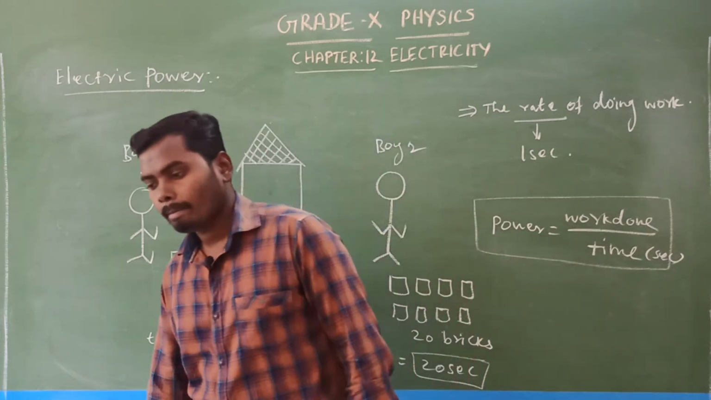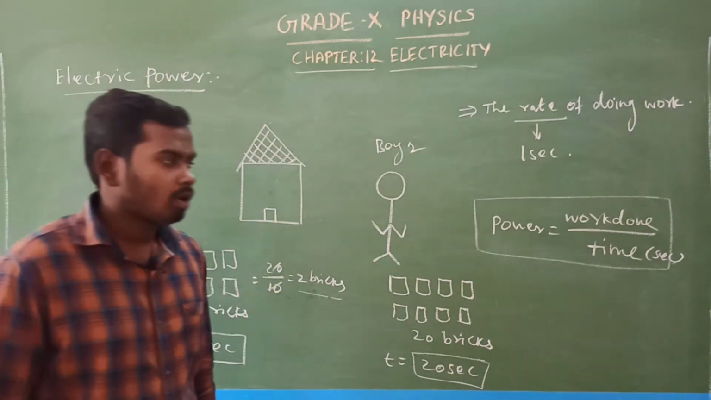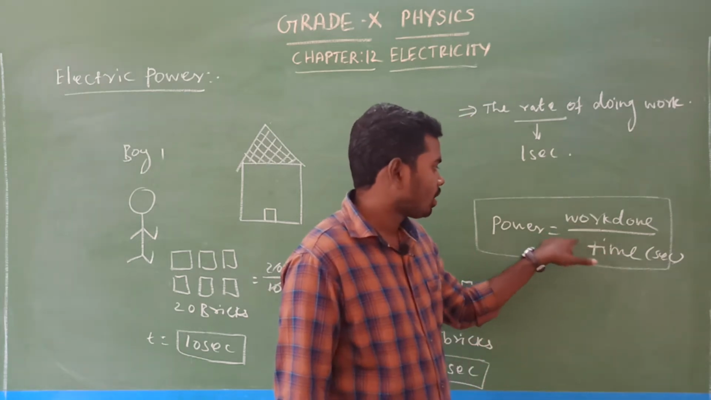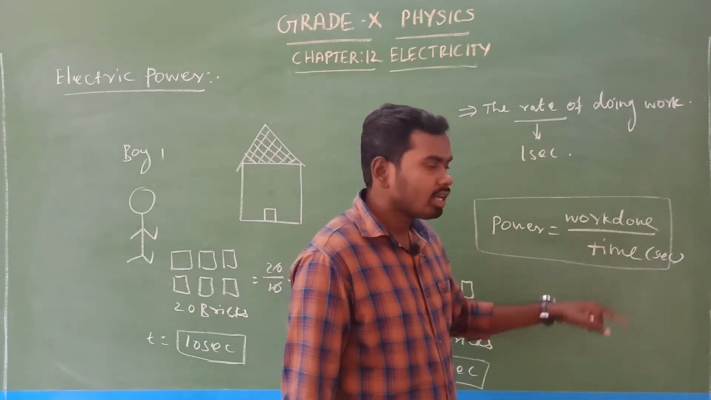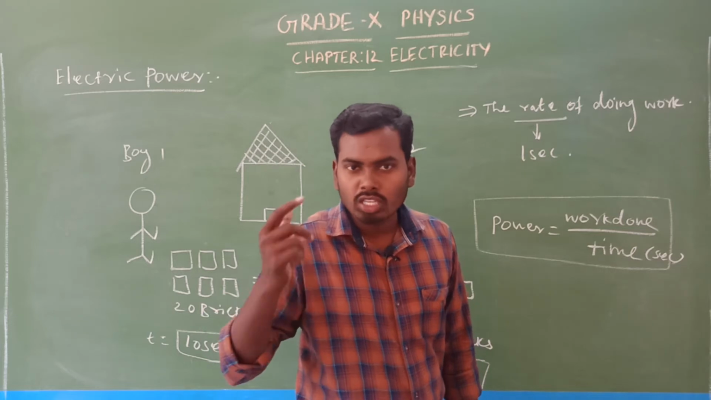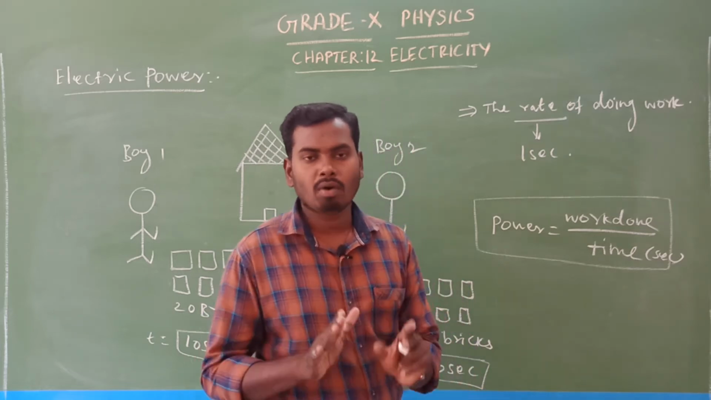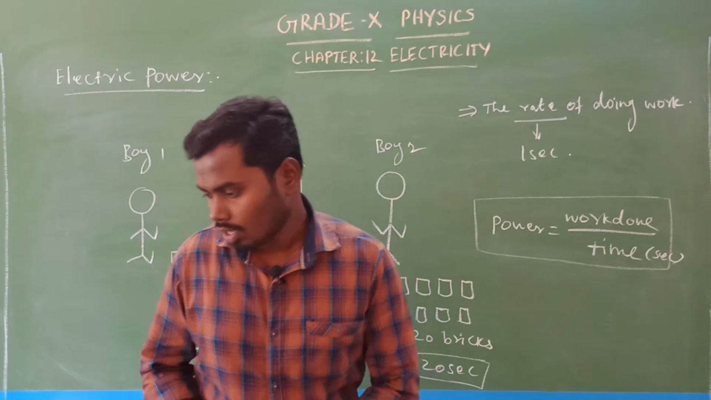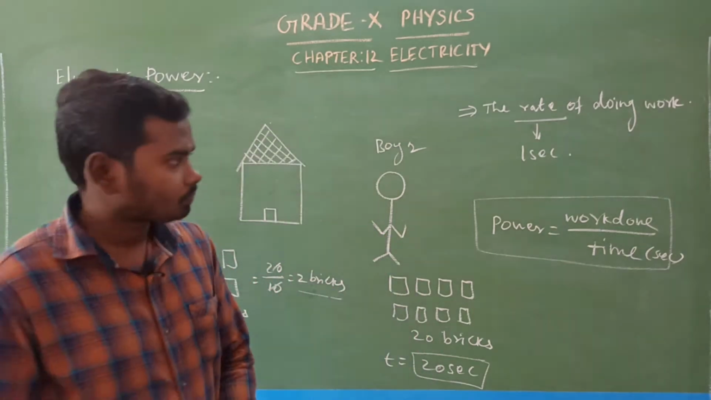The very easy one, that is called power. So power is equal to work done divided by time, which means per second how much amount of work is done, that is called power. Okay, keep these concepts always in your mind. Okay, sir.